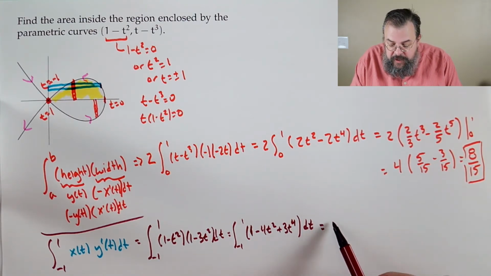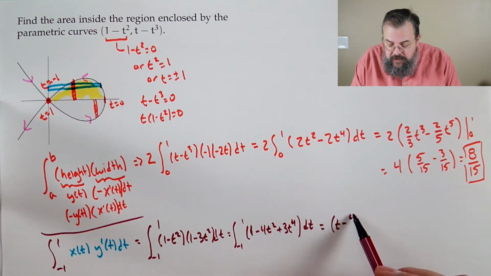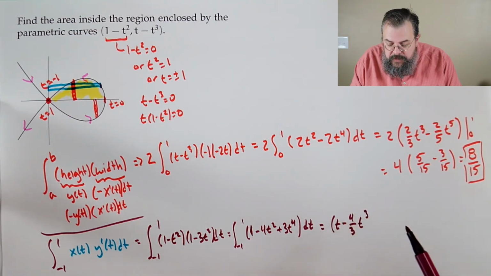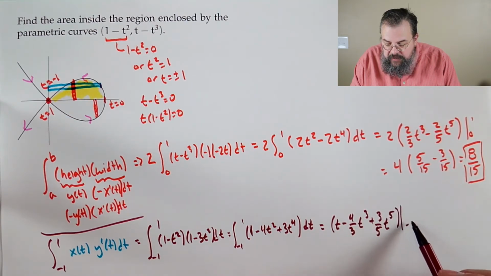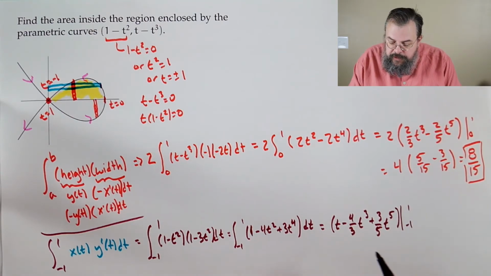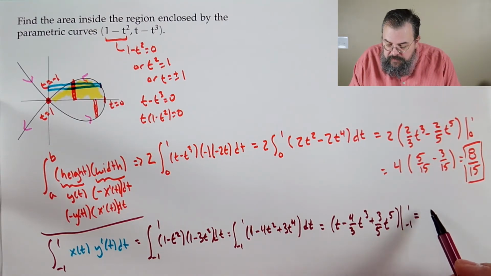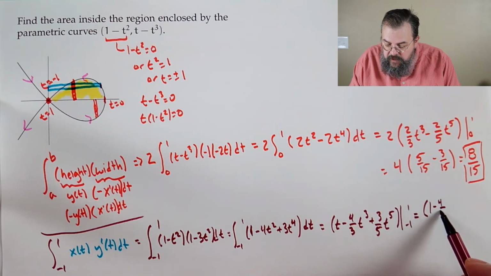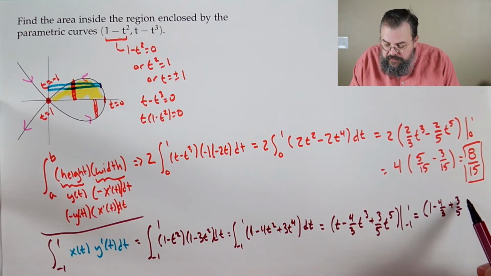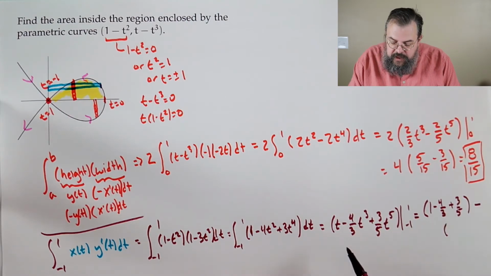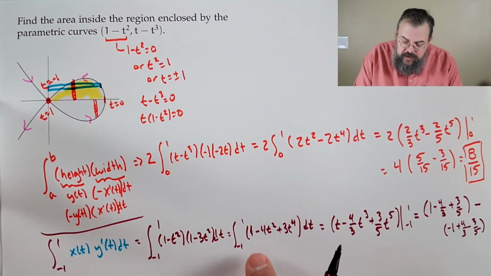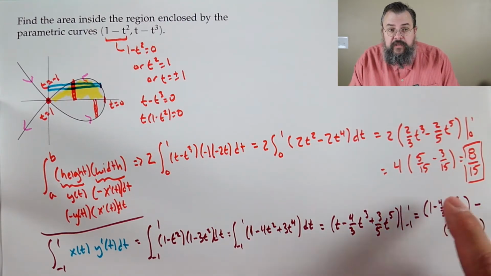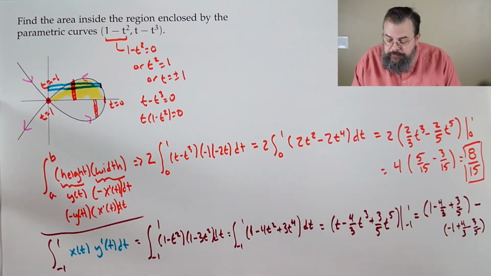All right, what does this become? Well, this becomes, when we integrate, t minus 4/3 t cubed plus 3/5 t to the 5th. Evaluate -1 to 1. So, when we plug in 1, this is going to give us 1 minus 4/3 plus 3/5. Subtract, when we plug in -1, well, minus 1 plus 4/3 minus 3/5. In fact, you see that there's a symmetry. So really, if we understand this, we just double, and that's our result.